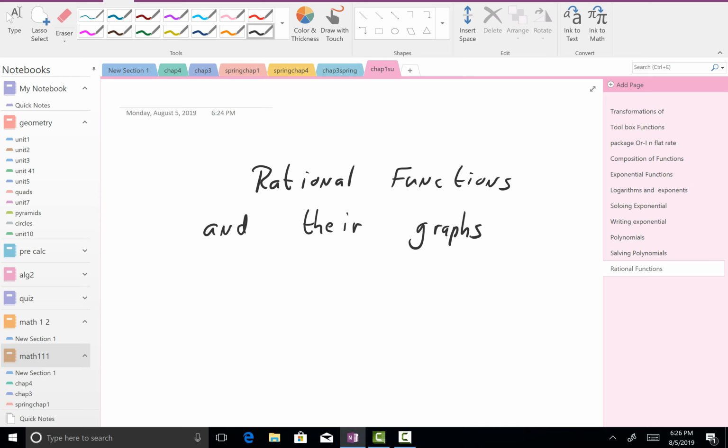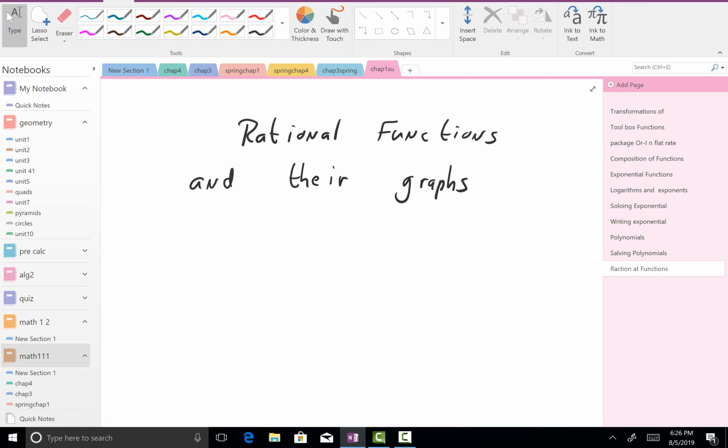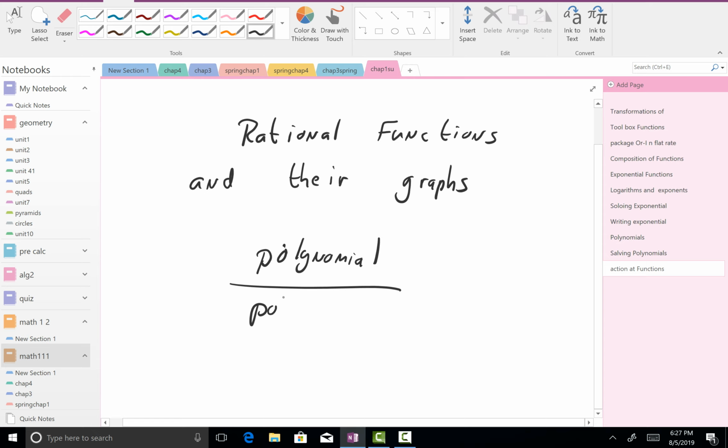Okay, so we're going to take a look at rational functions. The last functions we're going to look at for this course. The word rational should bring to mind a fraction. A rational is a polynomial over a polynomial.